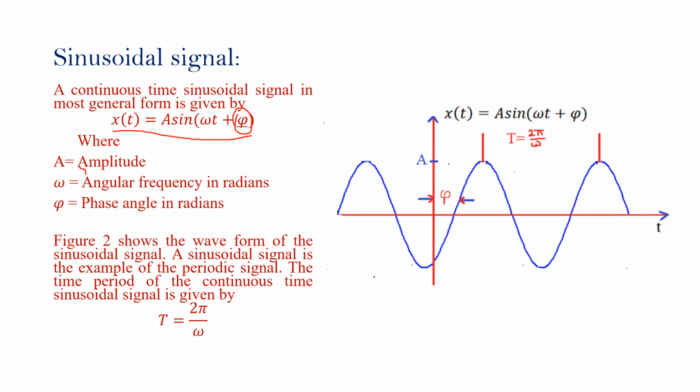Figure shows the waveform of the sinusoidal signal. The sinusoidal signal is an example of a periodic signal. The time period is always the same, 2 pi divided by omega. Okay, that is all about the sinusoidal signal.